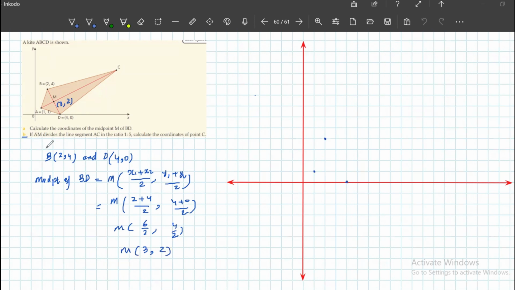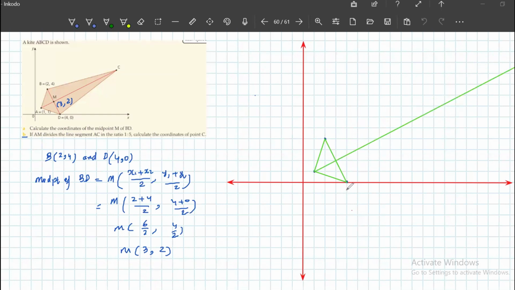In the second part, boys, we have to find out, if AM divides the line segment AC in the ratio of 1:5, calculate the coordinate of C. So if we plot these points on the graph, on the grid on the right side, it would be like that. And if we connect B and D, we know the midpoint as well, and the line passes through the midpoint. And where is the C point exactly? We are looking for that.